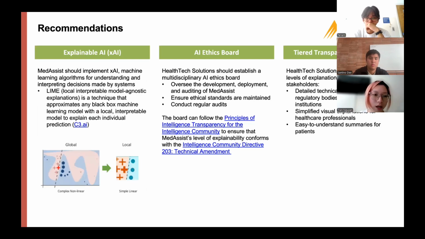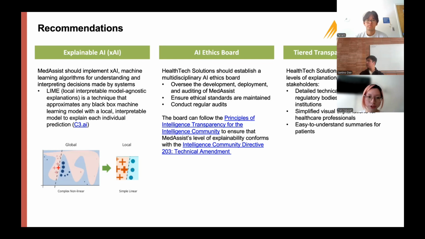So the first recommendation is to implement explainable AI techniques to address the black box problem and improve transparency. Explainable AI refers to machine learning methods for understanding and interpreting decisions made by systems. Explainable AI techniques like LIME, which is local interpretable model-agnostic explanations, provide a generic framework to uncover these black boxes, as you can see in the picture. These methods can provide interpretable case-specific explanations by highlighting the key factors influencing each diagnosis. For example, the system could use heat maps or feature importance graphs to visualize areas of medical images that contributed most to a diagnosis.